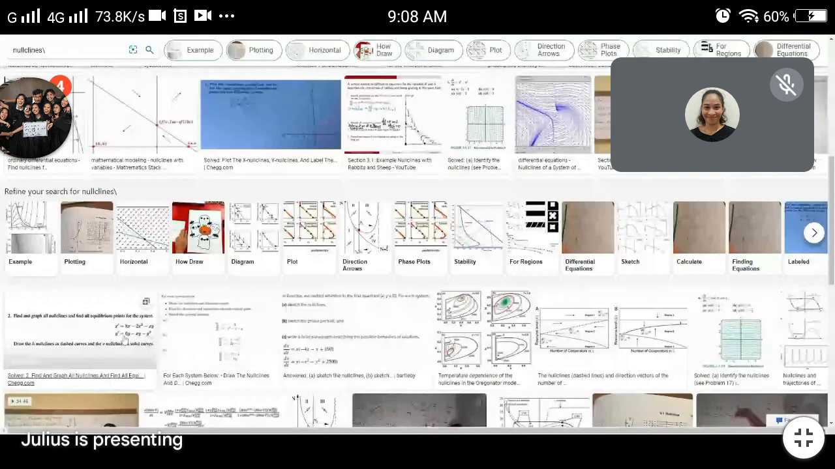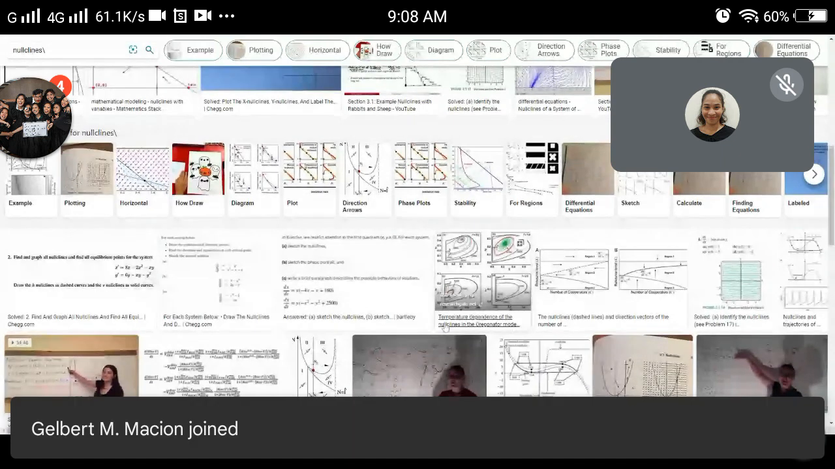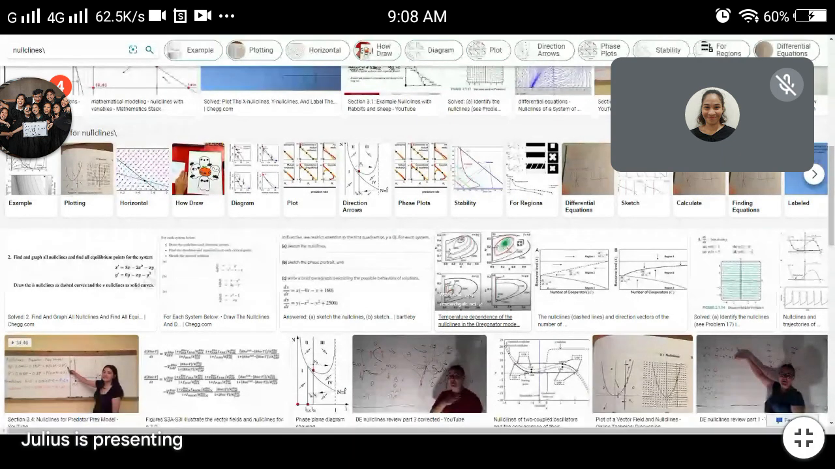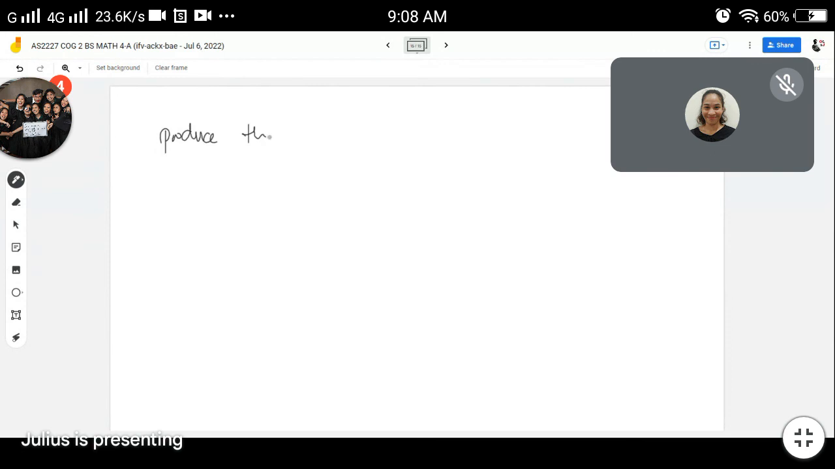Okay? So anyway, we will not be studying that anymore. What I just want you to achieve is that you should be able to produce the null lines given a model. So your other activity, which will now be the last activity for the entire class, is to produce the null lines of the SIR model. Okay? So that's going to be the last activity.